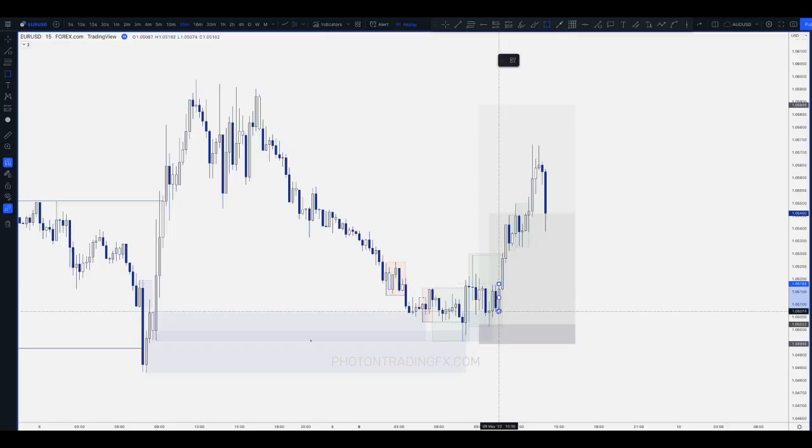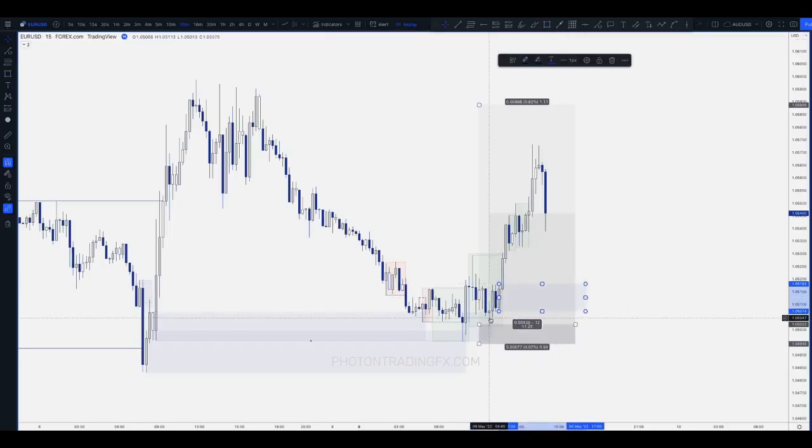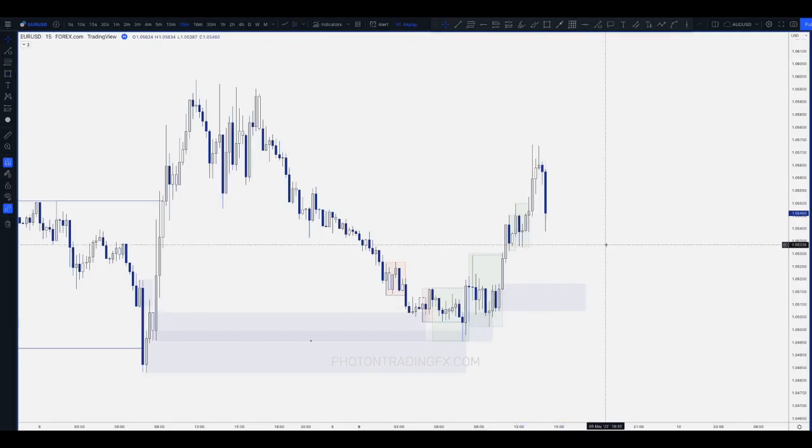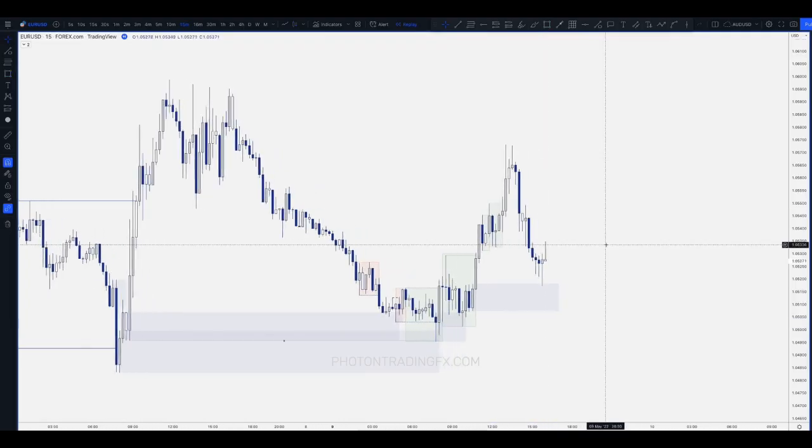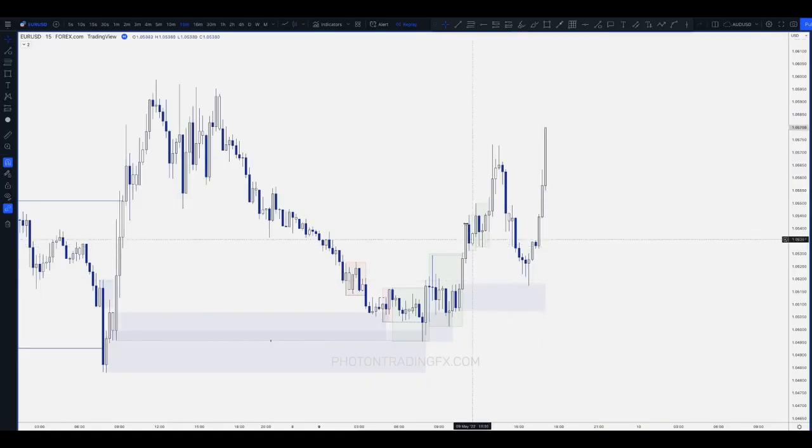We could be looking at this decisional demand. I'd obviously be aware that there's an unmitigated wick as well. Let's get rid of this for a minute. And then we can expect price to potentially pull back into here. Comes into here, and then again, we can look for longs, right? To get involved, etc., target the weak internal high.